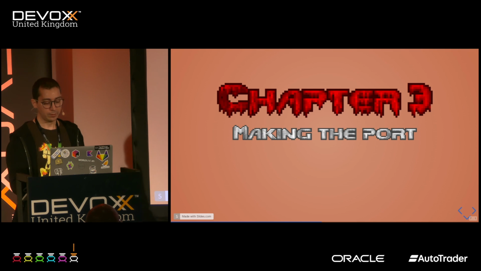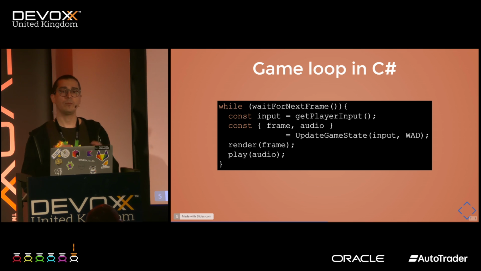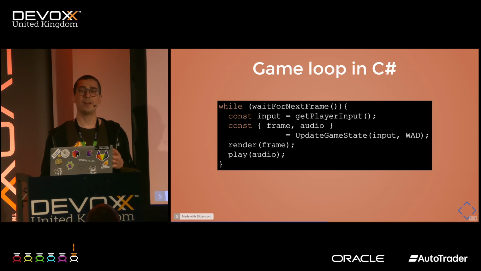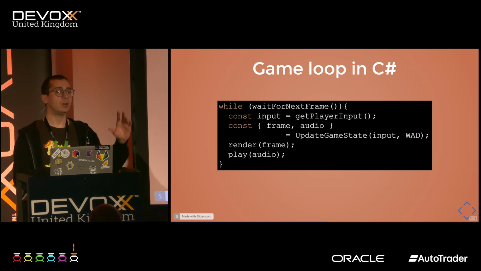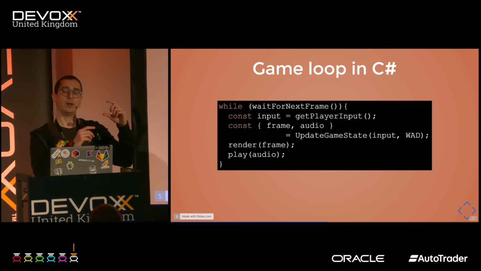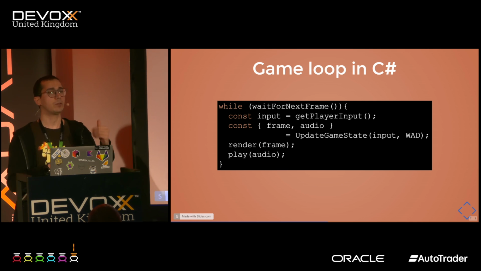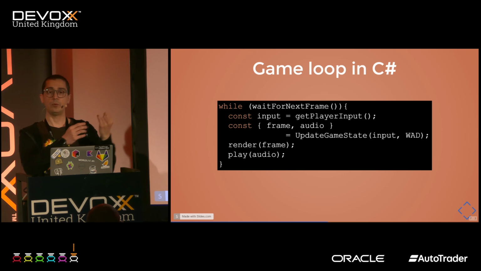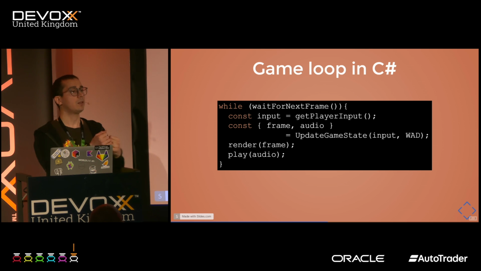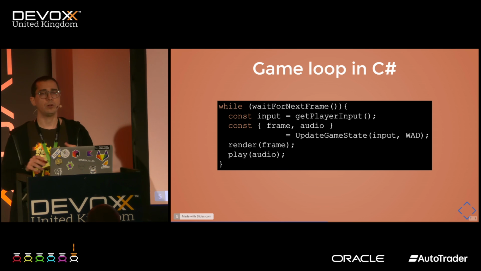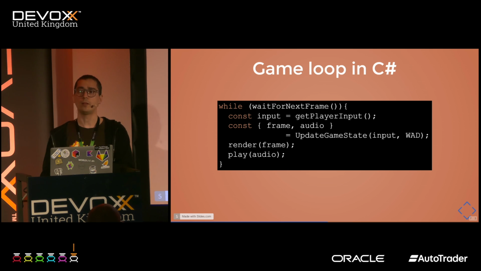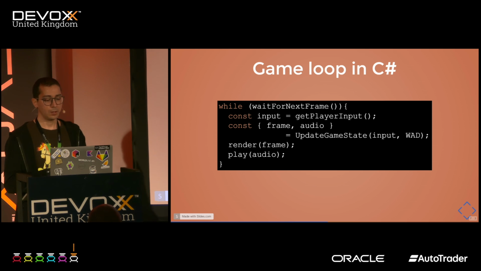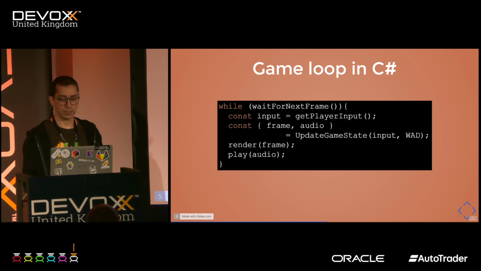So making the port, how did they do it? So first bit, introduction about game development. Vast majority of games are developed in this way. You have an infinite loop, which runs 60 times per second, 30 times per second, depending on your FPS. And each frame is an iteration. We get the player input, we update the game state, the position of the characters, the enemies, the bullets, the health, and so on. Everything is updated in this big method, and it generates a frame and some audio to play. So that's the basic architecture of a game.